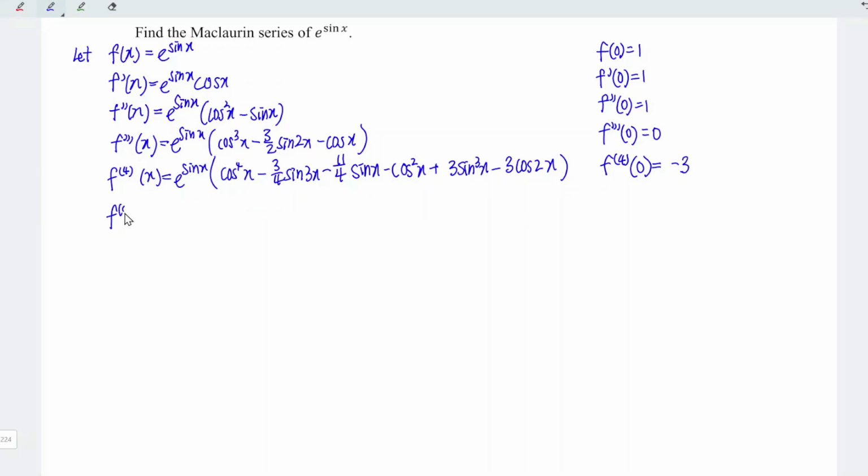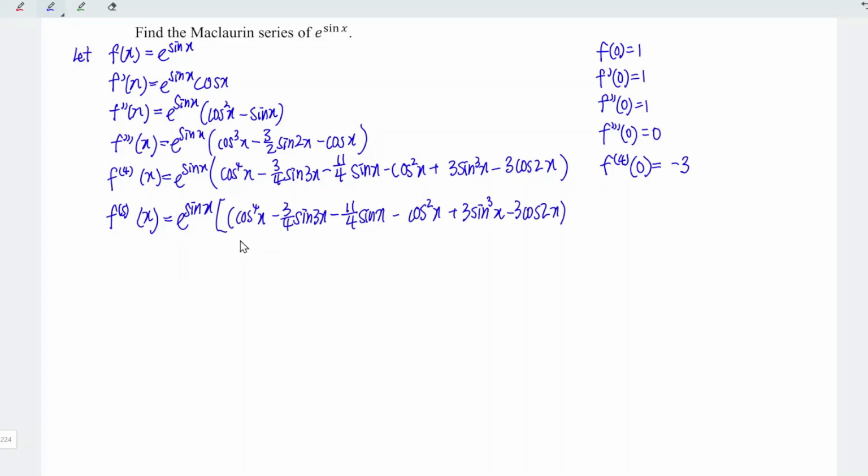And we should now differentiate the function with respect to x for the fifth time. Also, follow the simple hack: copy the exponential function, e to the power of sine x, make a bracket and copy the rest of the functions, and differentiate them. Differentiate cos to the power 4x is negative 4 cos cubed x times sine x. Differentiate negative 3 over 4 sine 3x is negative 9 over 4 cos 3x.